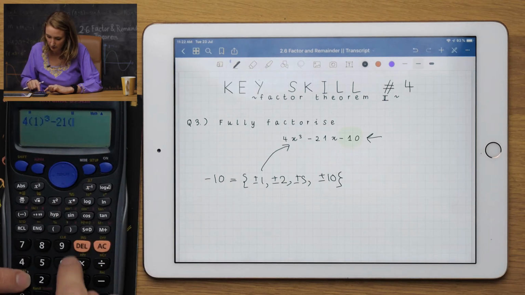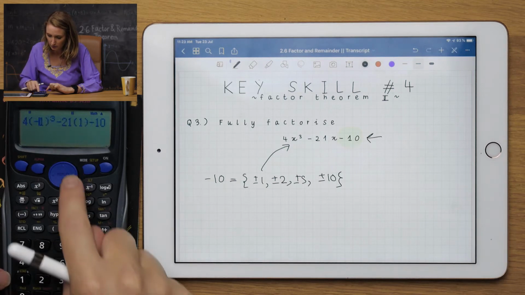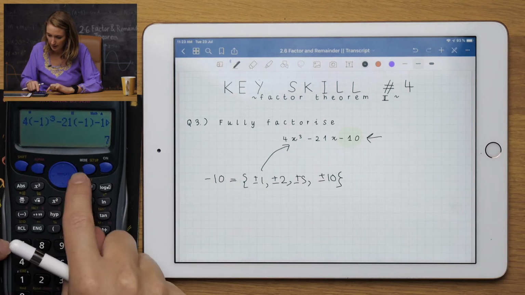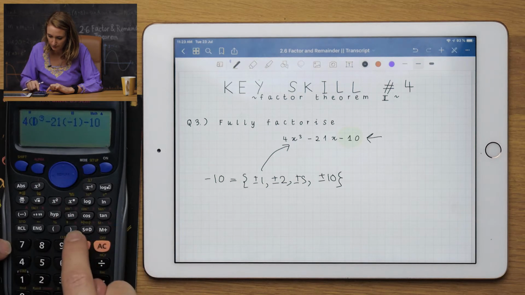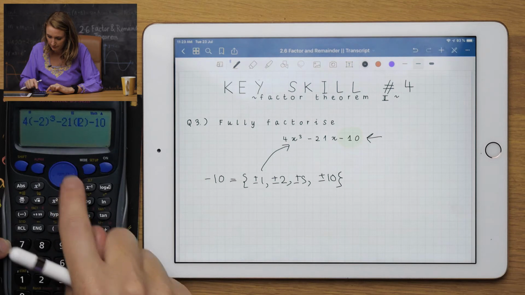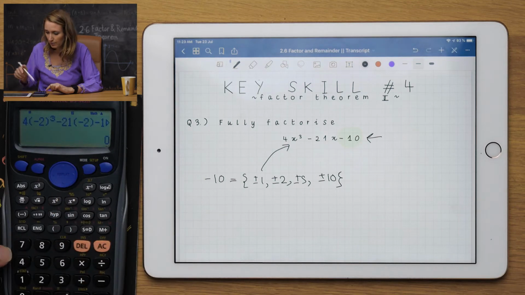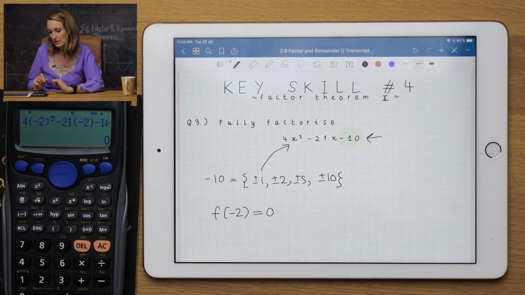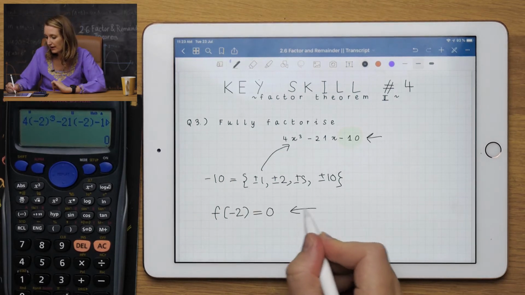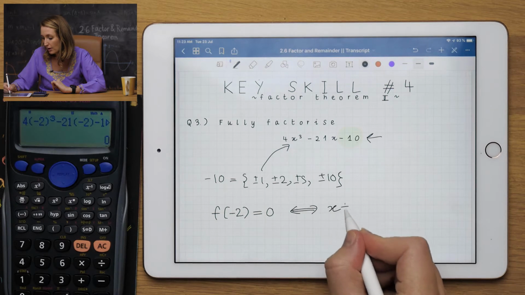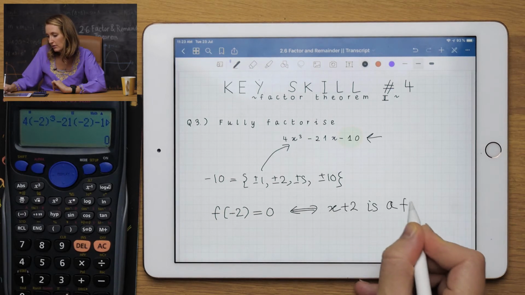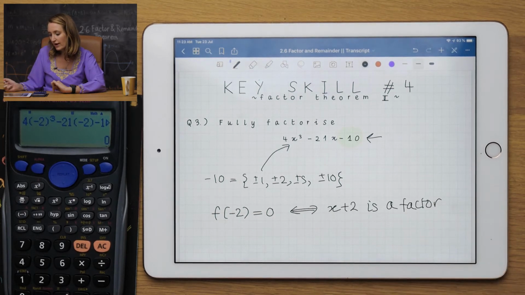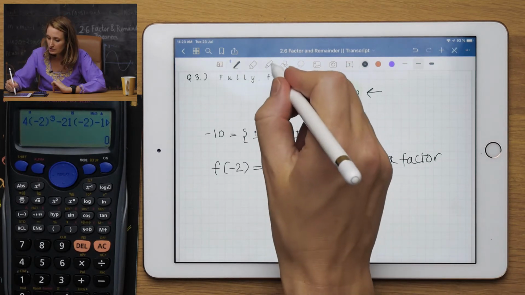Minus 21 times 1 minus 10. Okay, that one's not going to work. Let's try minus 1. Okay, that one's not going to work. Let's try 2. No. Minus 2. Bingo. So we know that f of minus 2 is equal to 0. Okay, so by the factor theorem, it would say that x plus 2 is a factor.